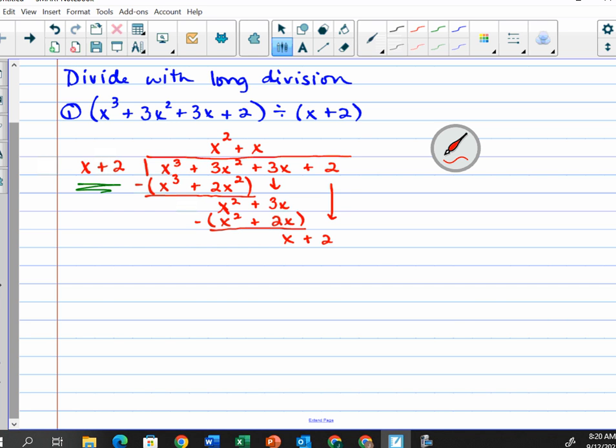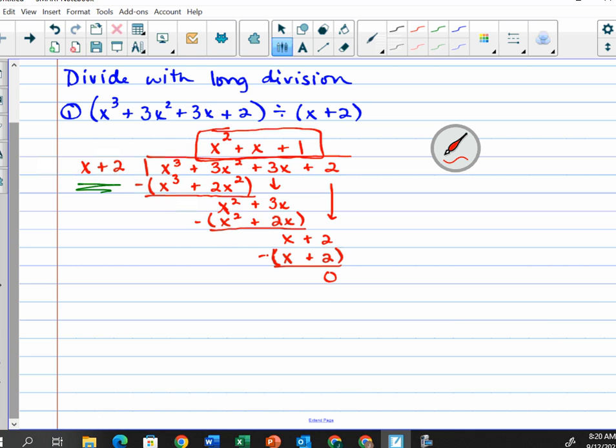What do I need to multiply by this time? 1. So we do plus 1. Subtract all of that. What does that 0 represent? There is no remainder. No remainder. Good. Okay. So your answer here for the division is just x squared plus x plus 1.